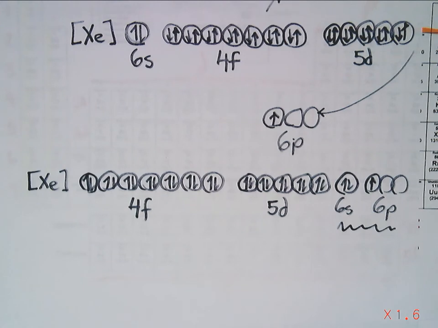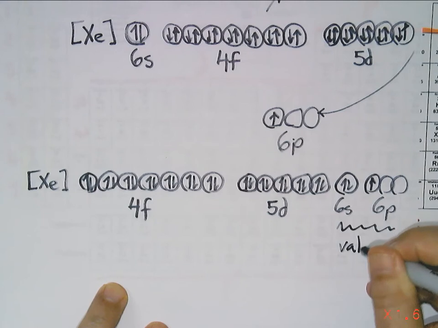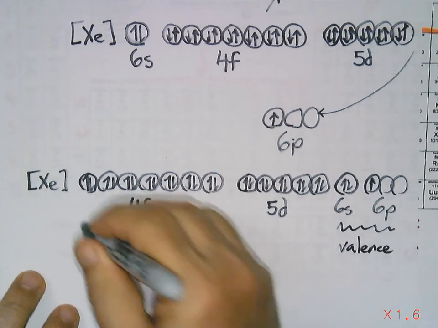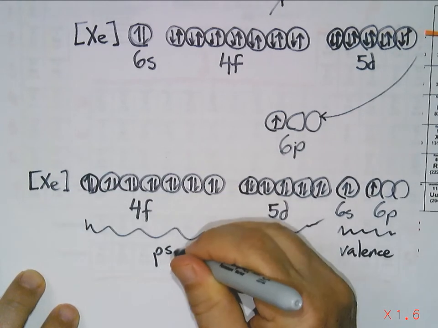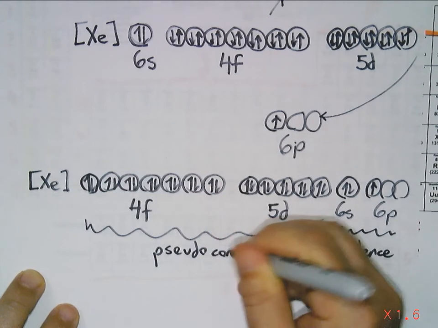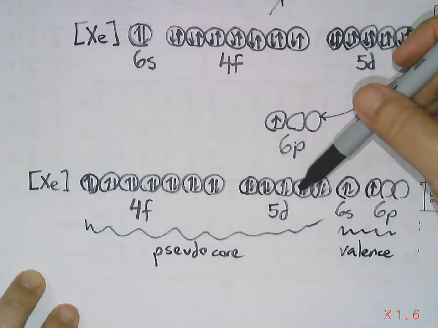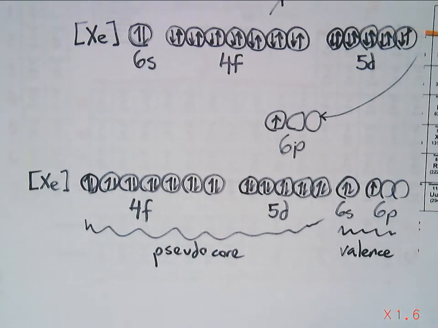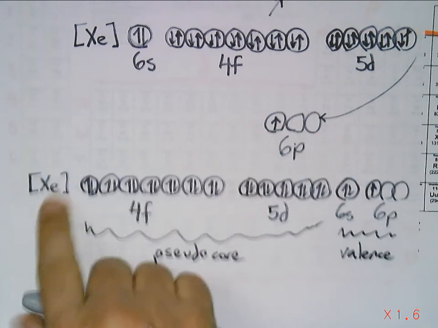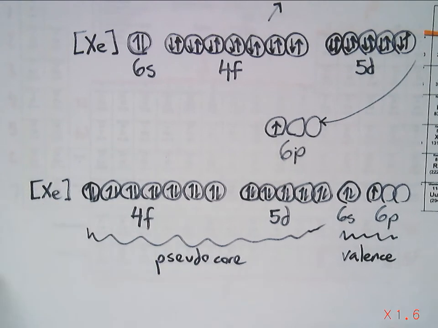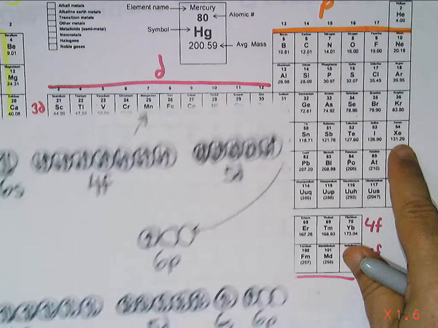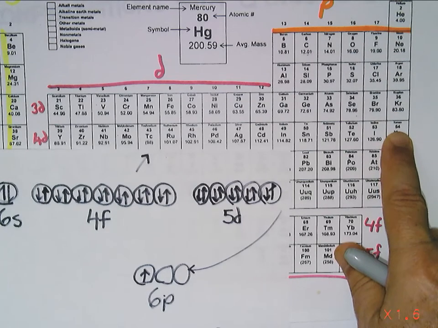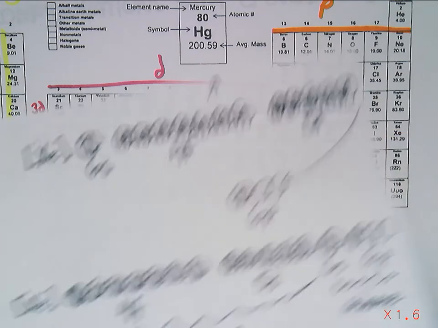How many electrons are in the pseudocore? Let's see, this is the valence. This is the pseudocore, because it's outside the core. Well, I have 14 here and 10 more here, so there's 24 electrons in the pseudocore. How many electrons are in the core? Let's see. 54. I can look at the core's atomic number and answer that one really quick.